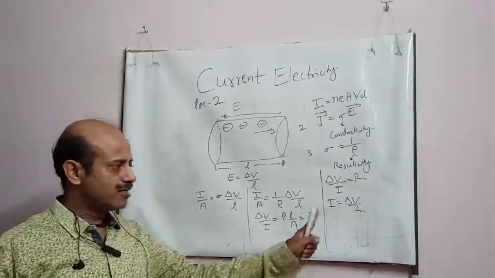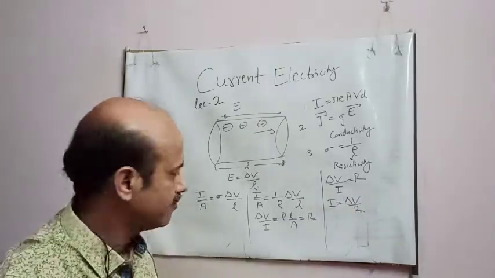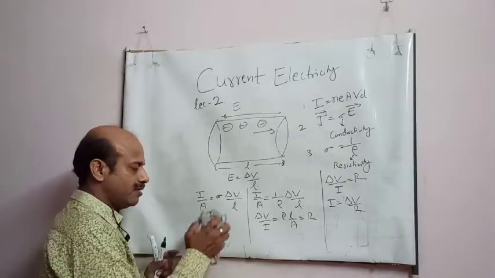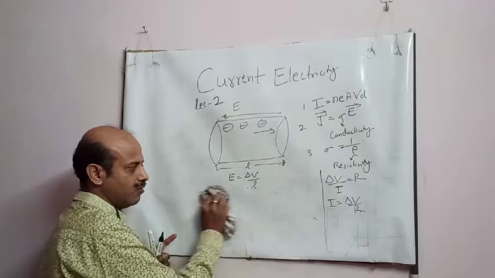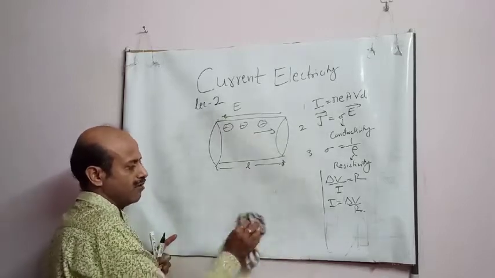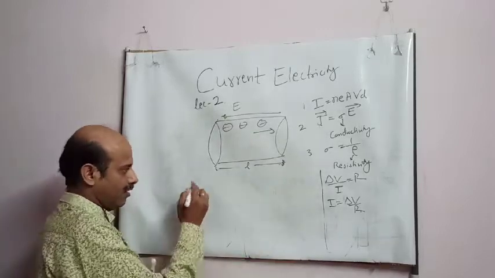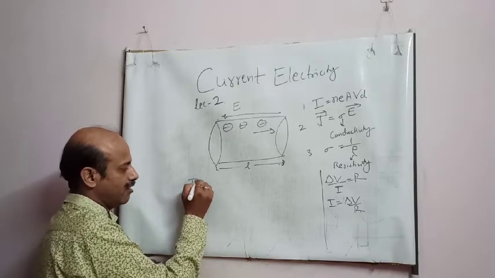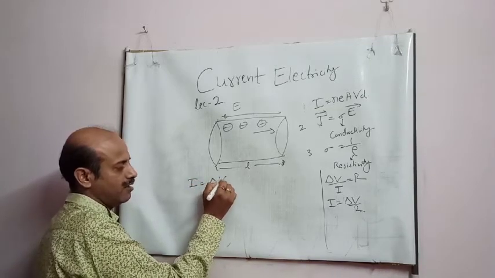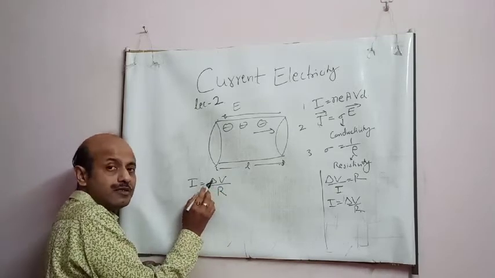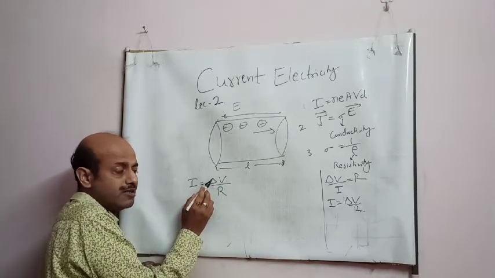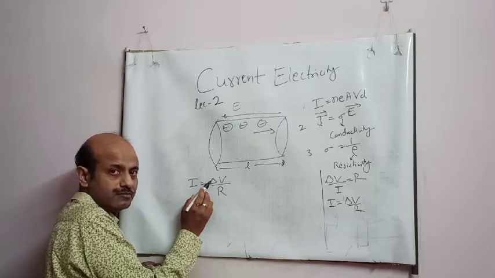Now, try to understand the meaning of this formula. It is a very important basic formula of physics, known as Ohm's law after the scientist Ohm. Again, I am writing it here: I is equal to delta V upon R. What is delta V? Potential difference. It is the effect of the electric field.